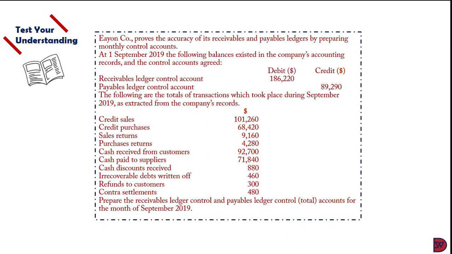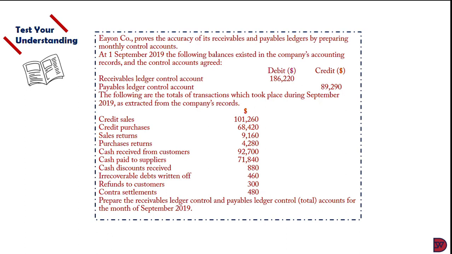At 1st September 2019, the following balances existed in the company's accounting records and the control account agreed. Okay, so the receivables ledger control account had an opening balance of 186,220. The payables also had an opening balance of 89,290. So the receivables is a debit and the payables is a credit. Kindly take note of that.